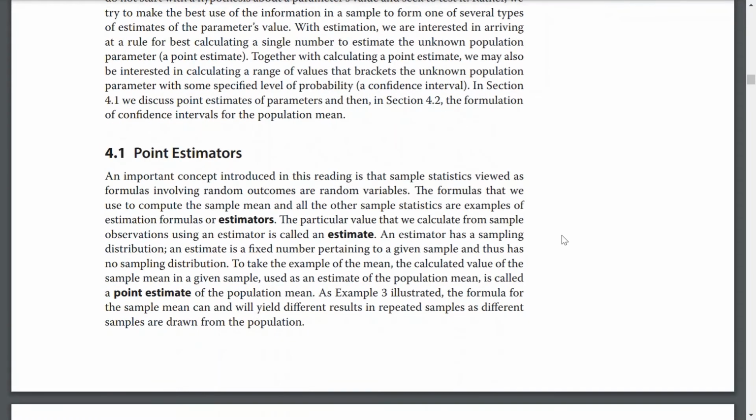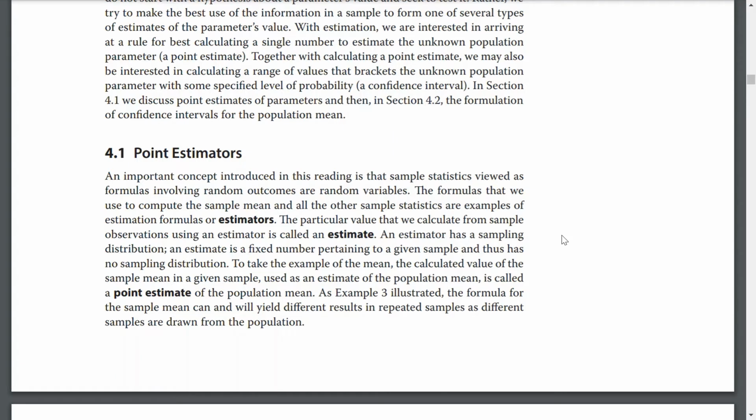An important concept introduced in this reading is that sample statistics, viewed as formulas involving random outcomes, are random variables. The formulas that we use to compute a sample mean and all other sample statistics are examples of estimation formulas or estimators. The particular value that we calculate from sample observations using an estimator is called an estimate. An estimator has a sampling distribution. An estimate is a fixed number pertaining to a given sample and thus has no sampling distribution.